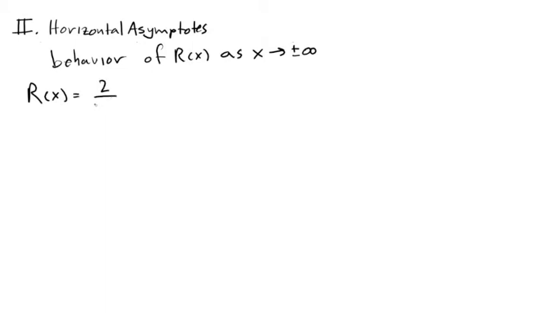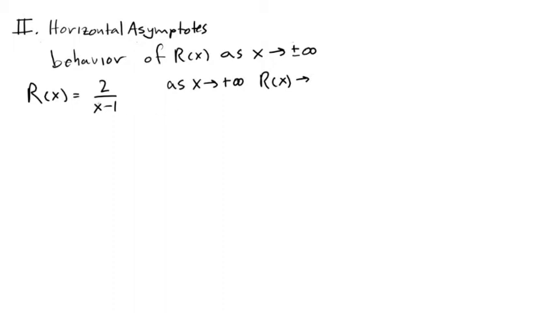All right, so the behavior here is this. We're looking at the behavior of the function r of x as x approaches infinity, both positive and negative infinity. So let's take our r of x, the one that we've been working with, 2 over x minus 1. And let's see what happens as x approaches positive infinity. Let's see what r of x is going to do.